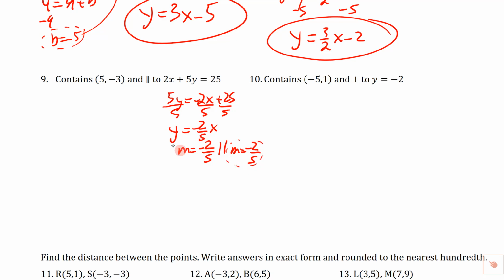Now, if you want to go ahead and put a circle around that, that's totally okay. It doesn't make any difference. It's not as big a deal on parallel ones as it is on perpendicular ones, because they do have to switch. So we're going to do this one again using point slope form.